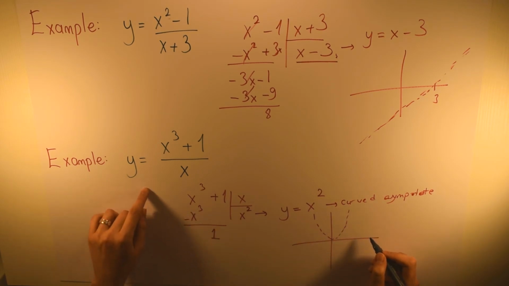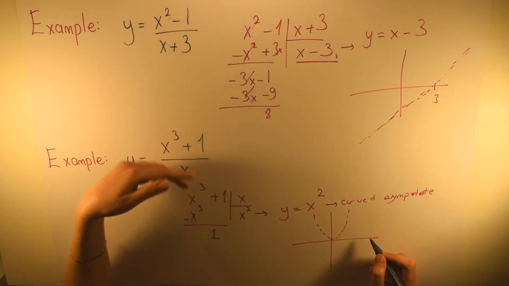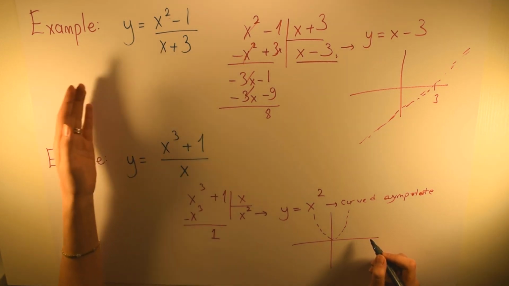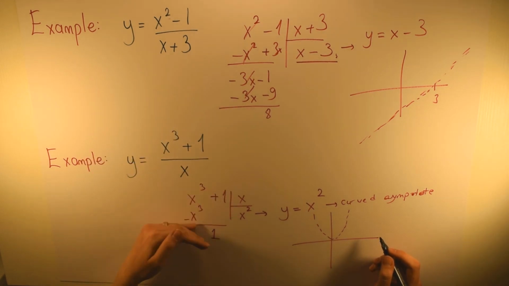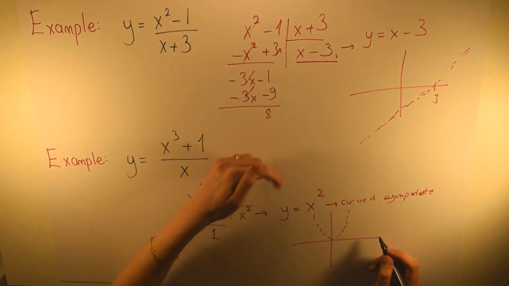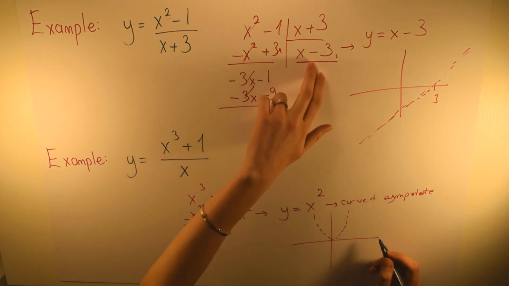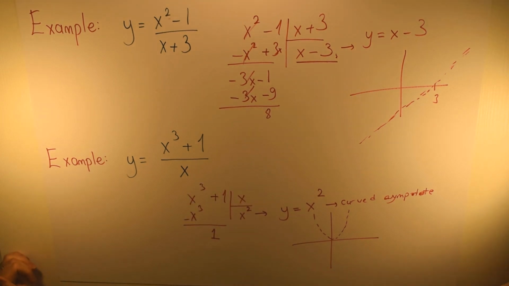So as you can see, you first look at their degrees, and then you decide whether it has a slant asymptote or curved asymptote, and then you do long division or synthetic division, whichever you want, and that quotient gives you the equation of the asymptote.